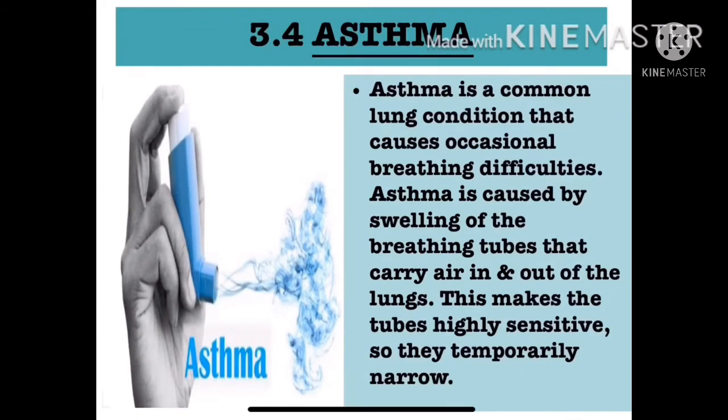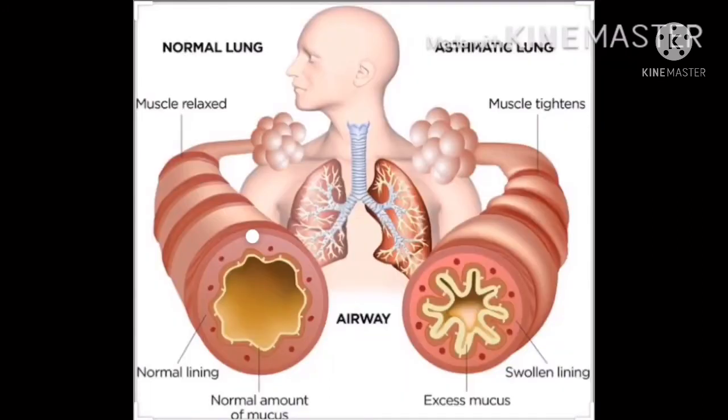The third common health problem is asthma. It is related to breathing. Asthma is a common lung condition that causes occasional breathing difficulties. Asthma is caused by swelling of the breathing tubes that carry air in and out of the lungs. This makes the tubes highly sensitive, so they temporarily narrow.